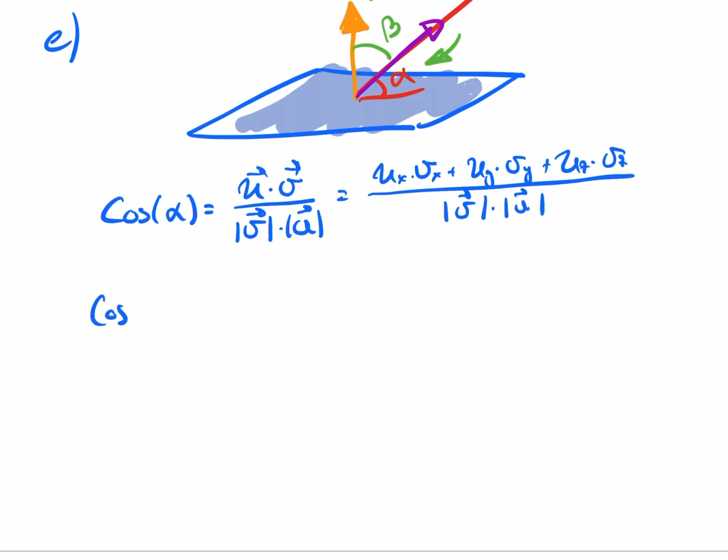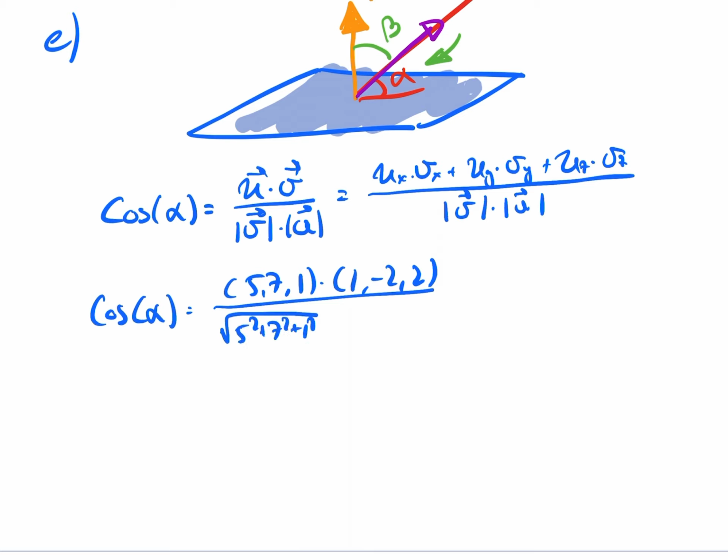In our case, cosine of the angle will be equal to 5, 7, 1 times 1, negative 2, 2, divided by the square root of 5 squared plus 7 squared plus 1 squared times the square root of 1 squared... Again, the same issue with the 2. It's a negative 2, but it will be squared, so we can write it positive. And when we solve this with the calculator, we first press enter and then take the inverse cosine of the value to get the angle. We get that alpha is equal to 105.63 degrees. But this is a bit weird because it's above 90, right?